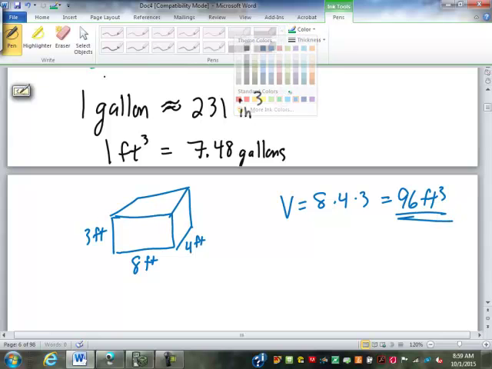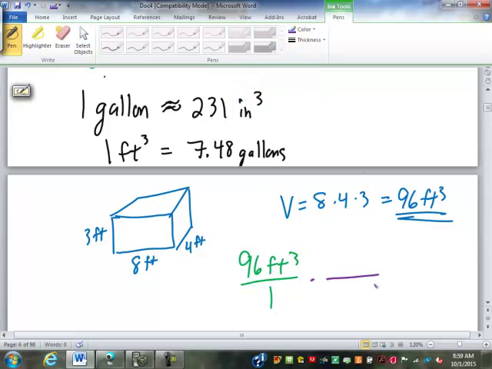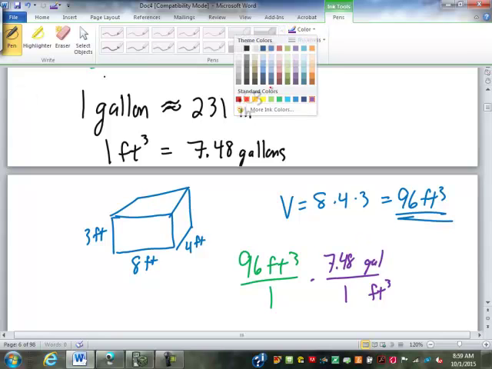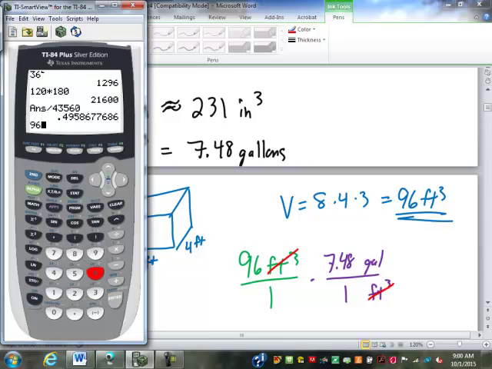If I want to turn that into gallons, this is where that conversion factor comes in handy. Because most of us off the top of our head have a hard time deciding which is bigger, a gallon or a cubic foot. Well, we can see here from our conversion factor, 1 cubic foot is 7.48 gallons. So we can see that the gallon is smaller, so the number's going to get larger. So 96 times 7.48.